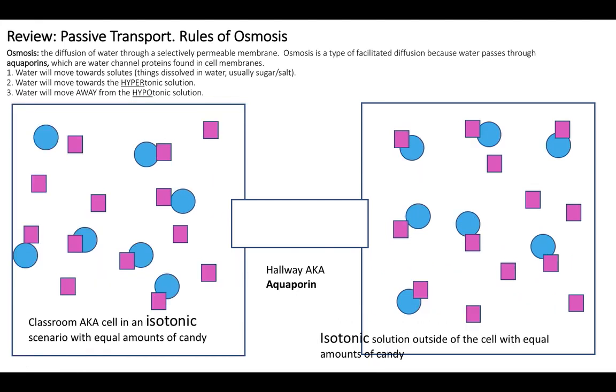Next scenario, this is an isotonic solution. In this case, both my classroom and the outside of my classroom have equal amounts of candy, or equal amounts of solutes. So what's going to happen is my students here are pretty happy, they're balanced. Some students may go back and forth, but you notice if one water molecule or one student leaves, another one's going to come back over. So there's going to be equal distribution of water moving back and forth. In an isotonic solution, neither my classroom, the cell, nor the outside is going to expand or shrink. Water molecules are just going to go back and forth in a net movement of zero. If one goes over here, one's going to come back.